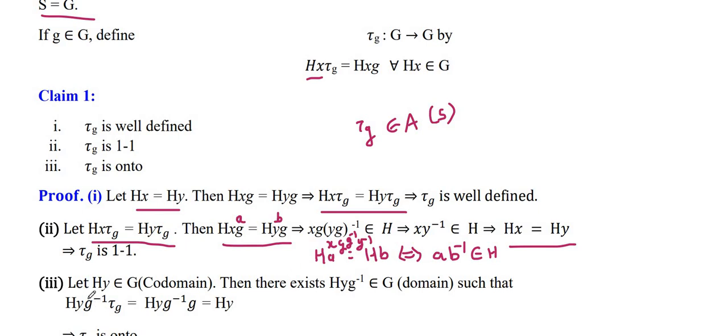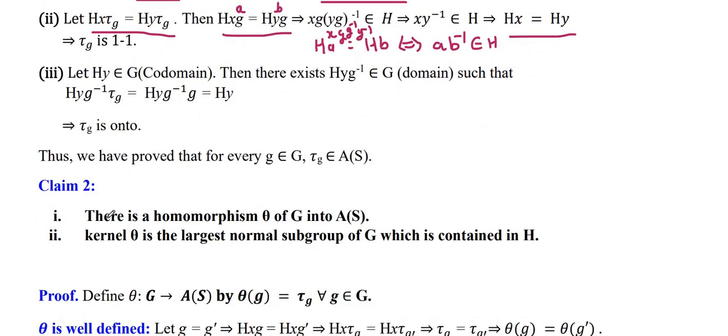Now for onto, we shall consider Hy in the codomain S. Then we can have Hyg inverse in S such that, like in the previous case, the image of this Hyg inverse under tau_g is Hy itself.